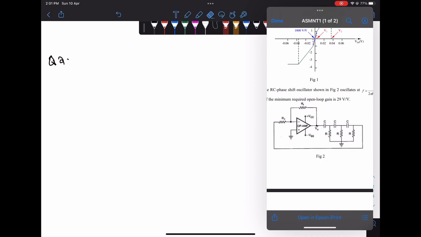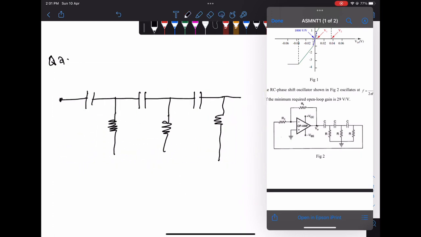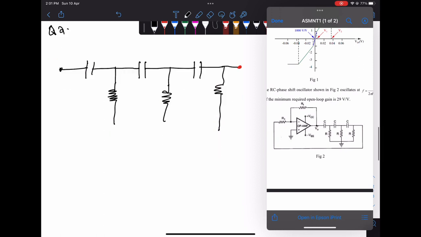The second question is the RC phase shift oscillator, and we can first draw that circuit. Drawing that, we can separate it into two parts: the op-amp part and the RC sections. First we draw the RC sections, and that is the beta part of our network, because it is connected from Vout to Vin. The other part we consider as the closed loop gain of the op amp, that is A. Basically A is the open loop gain of the op amp, but here we are considering that part of the op amp.